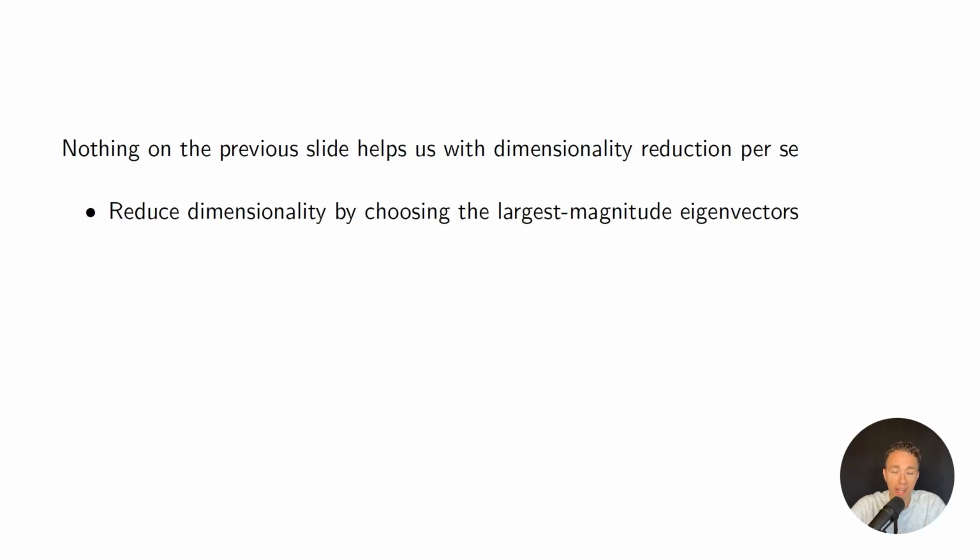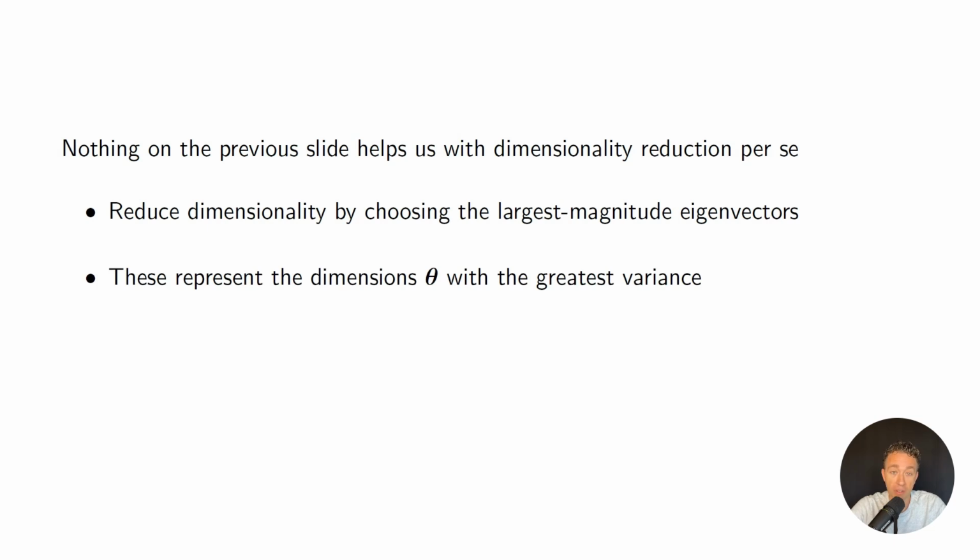Well, basically what the eigenvectors are going to tell us is which dimension of M is most important in terms of preserving the variation in M. So the eigenvectors that are largest in magnitude are going to be the dimensions of M that have the greatest variance. I should have said M here and not theta.